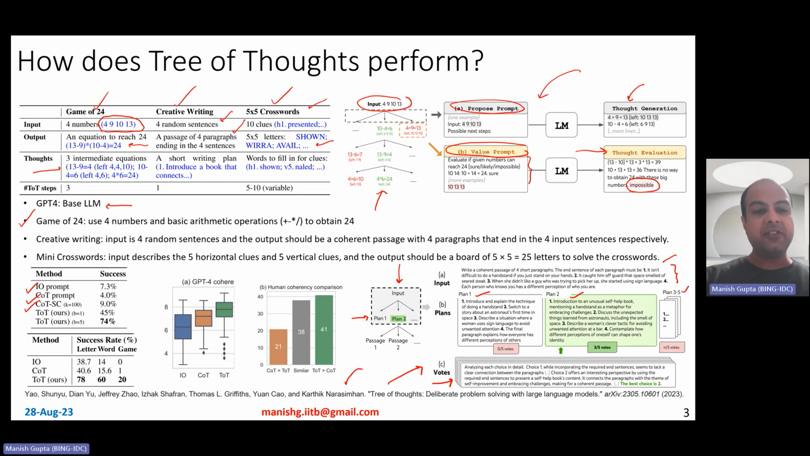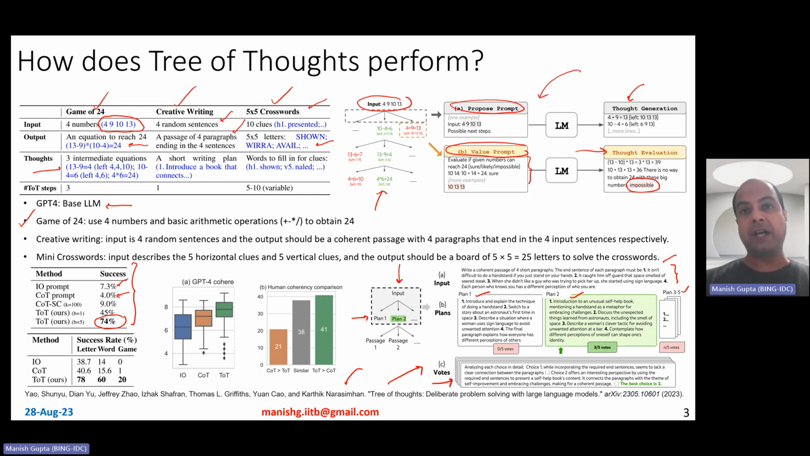Now, they of course compared, quantitatively across the various approaches: IO prompt, COT prompt, and COT self-consistency prompt. These are the results for the game of 24 problem. So as you observe, game of 24 is a relatively simpler problem, but they took the complex ones out of the simpler, rather than taking just the simple puzzles, right? And they observed that chain of thought basically gives you just about 4% success. IO prompt gives you 7.3, but the tree of thought essentially gives you 74% correct results.